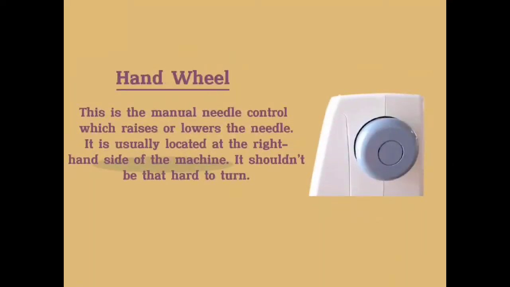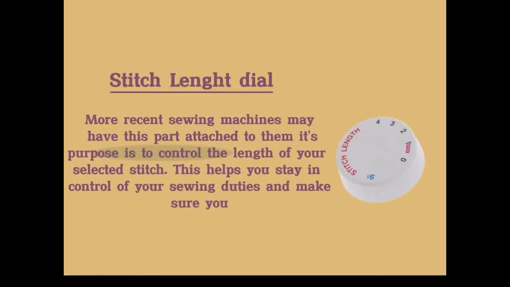This is the manual needle control which raises or lowers the needle. It is usually located at the right hand side of the machine. It should not be that hard to turn. Number 7, the stitch length dial. More recent sewing machines may have this part attached to them. Its purpose is to control the length of your selected stitch. This helps you to stay in control of your sewing duties and make sure you get what you want and need.